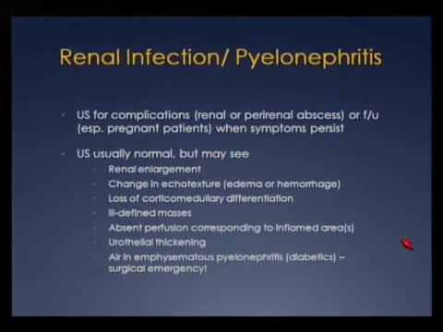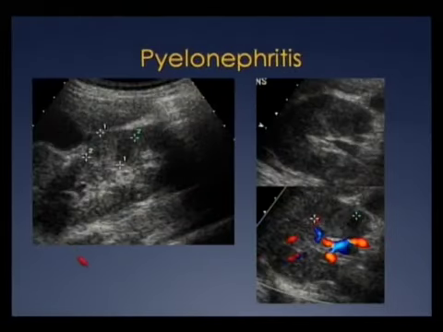Renal infection and pyelo, we typically don't image the kidney with ultrasound for pyelo. However, in patients who can't get CT, especially pregnant patients, we use ultrasound to look for complications. Ultrasound is typically normal in pyelo. The findings may be very subtle, and there are many findings that we could potentially see. But the most important thing is to look for air, because if we have emphysematous pyelo, that's a surgical emergency.